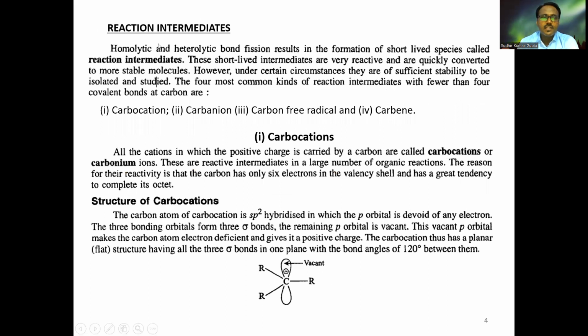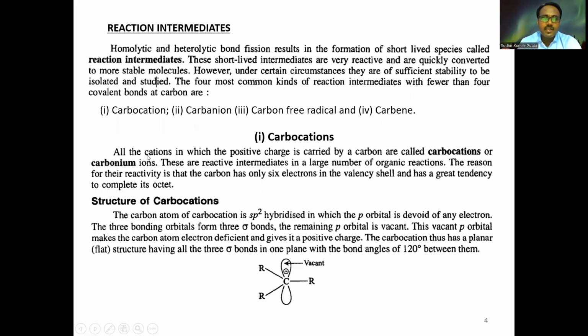Now, if you go for the intermediates, as we have already seen, if there is a heterolytic cleavage, we are going to get a carbocation or carbanion for an organic compound. And if there is a homolytic cleavage, we can get a free radical, and also a carbene. Now, what are these intermediates actually? What is their structure? What is their reactivity? How are they formed? We will discuss in detail.